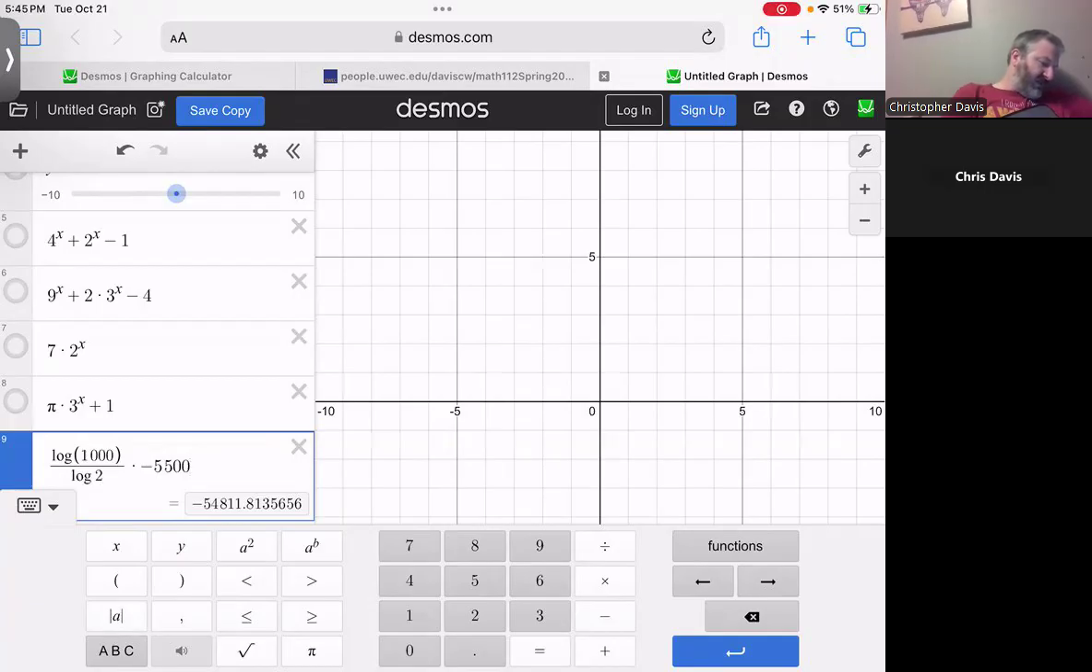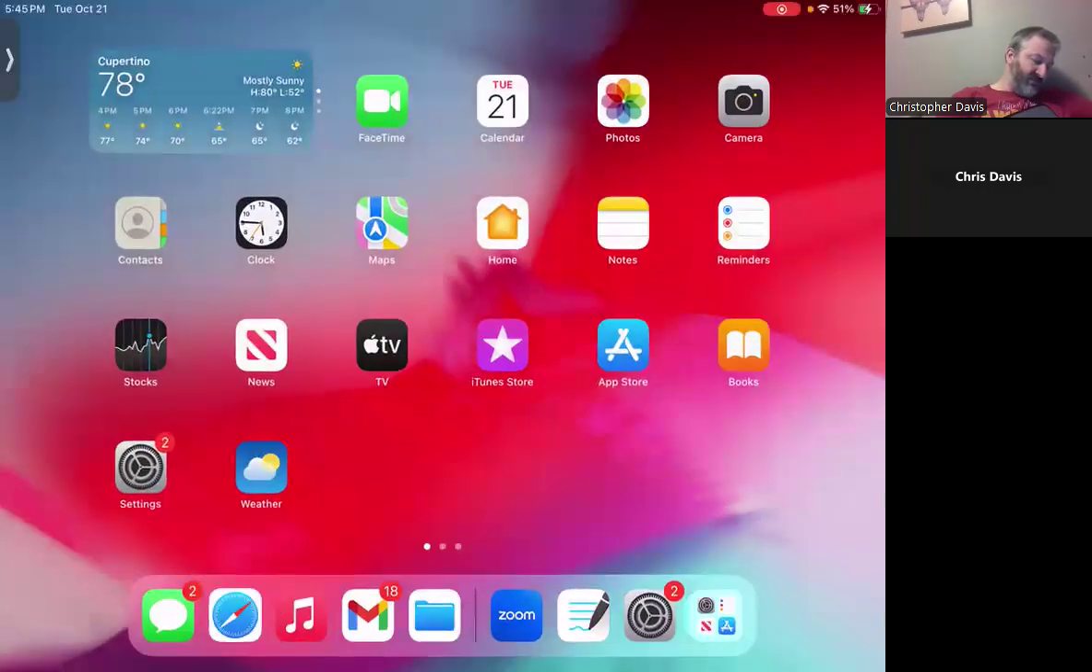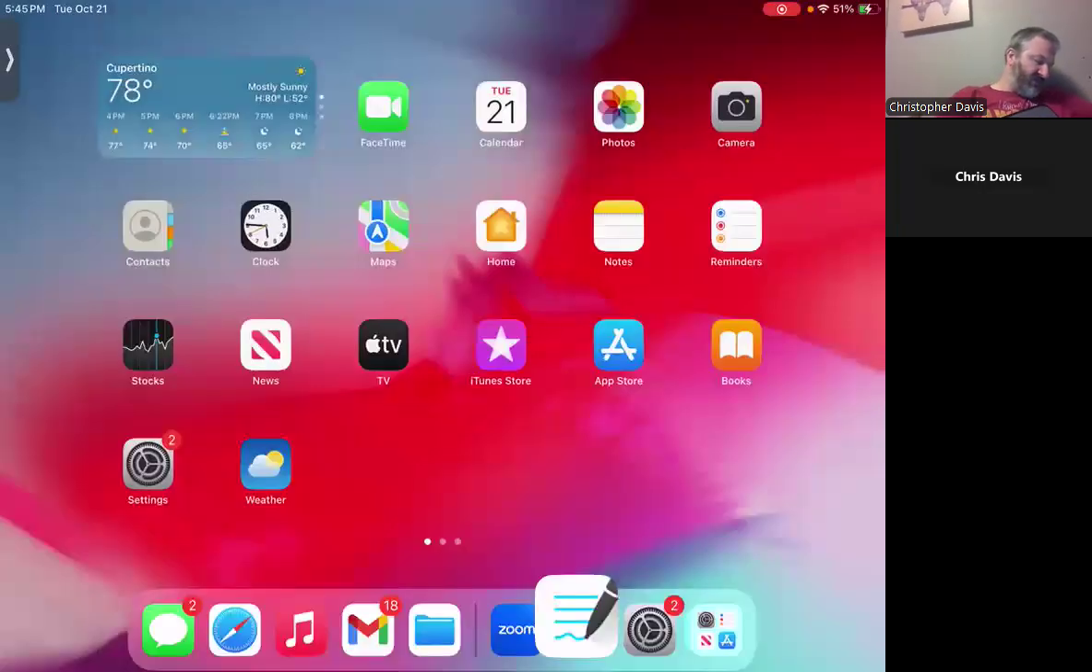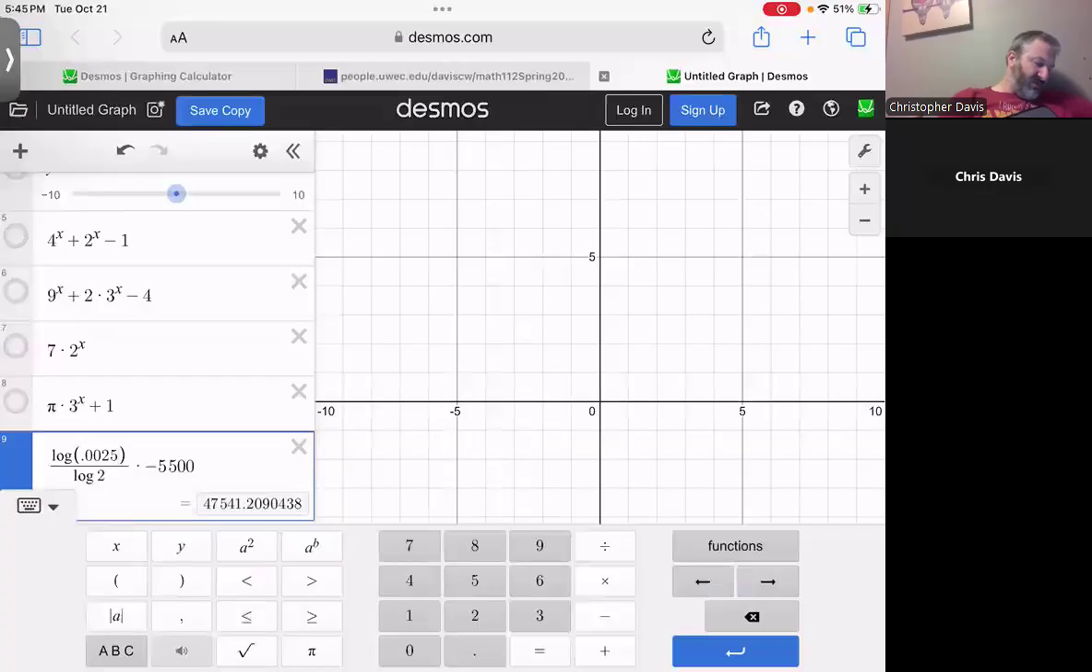All right, and then what do I have? It was the log base 2 of 0.0025. One more zero? My short-term memory is very bad. I'm going to have to double check. Yeah, cool. That was about 47,500 years is where I'm going to end it.